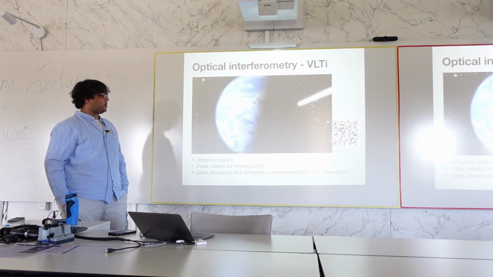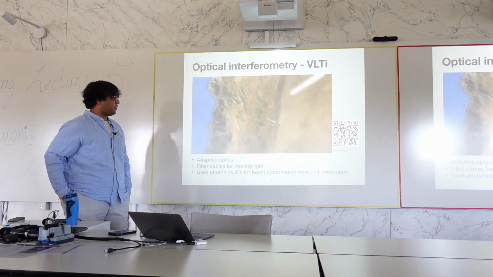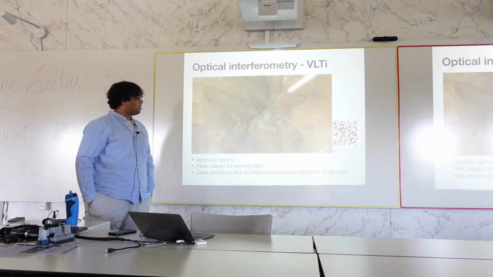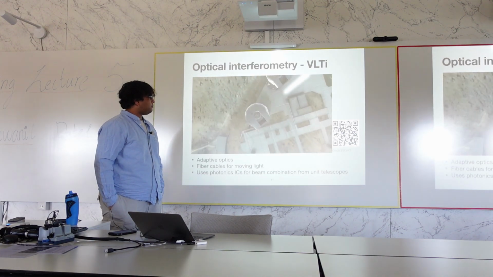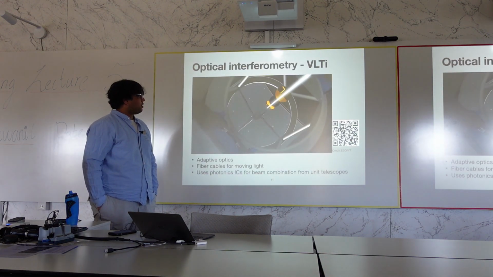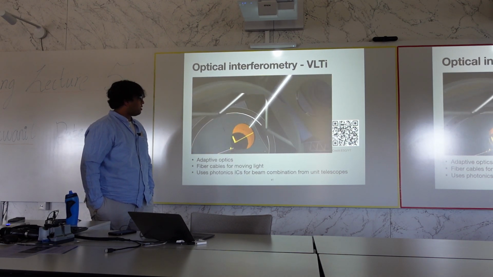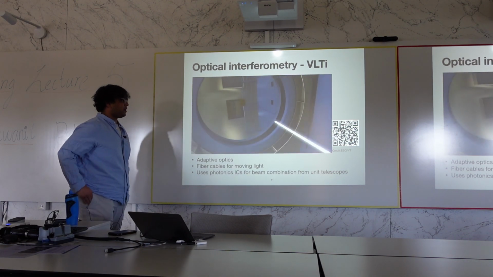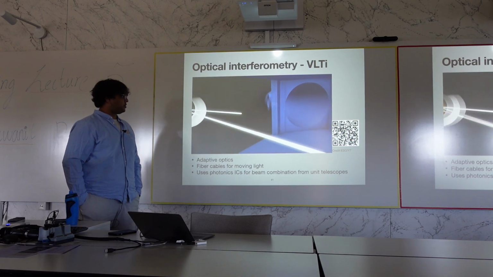So you have your light coming in from the star, and then it's observed at each of the 4 telescopes over there. It bounces off the mirrors so that we can use the light in the basement of these telescopes, where the instruments sit.